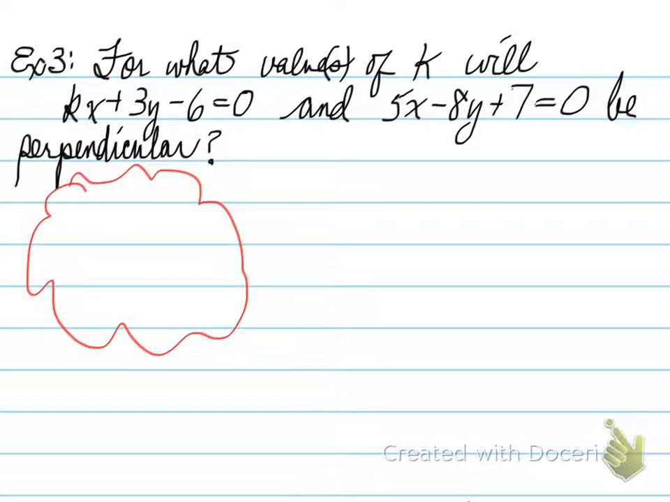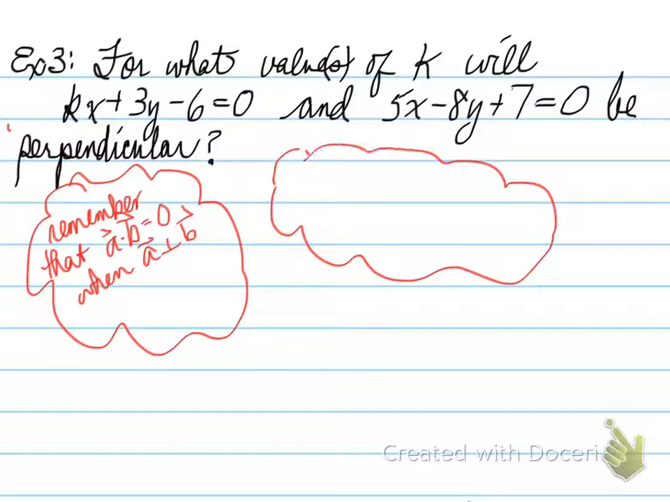All right, example 3. For what values of k will kx plus 3y minus 6 equals 0 and 5x minus 8y plus 7 equals 0 be perpendicular? So, for what values will these two lines be perpendicular? What do you know about two perpendicular lines? Well, I know that the dot product of their direction vectors is equal to 0.